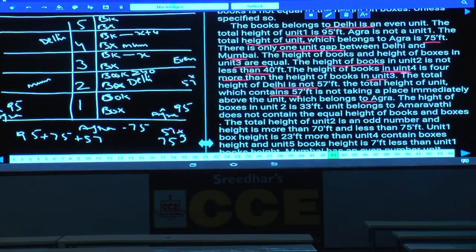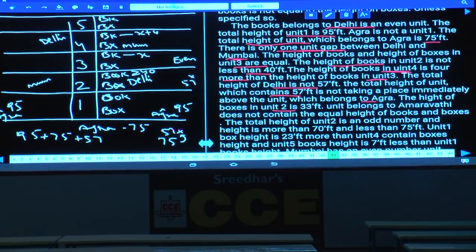And the height of the boxes in unit 2 is 33. Now boxes in this one is how much? 33. Sorry, the boxes in which one? Unit 3. Unit 3 is 33. Unit 2. Unit 2 boxes is how much? 33. Now if this is 33 and it cannot be 57, then the height of boxes in unit 2 is 33. The unit belonging to Amaravati does not contain equal height of books and boxes. Hence, this third one cannot be Amaravati, isn't it?